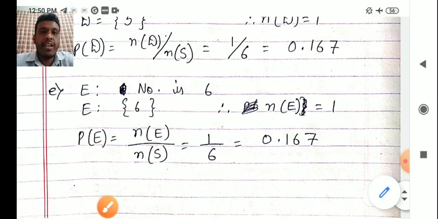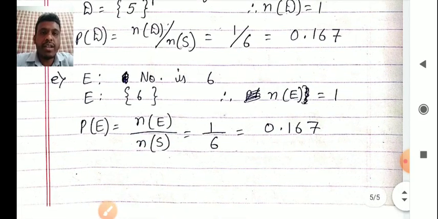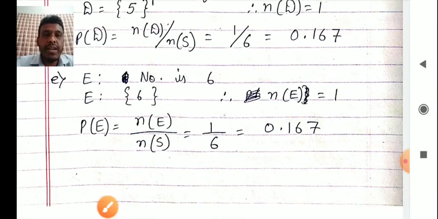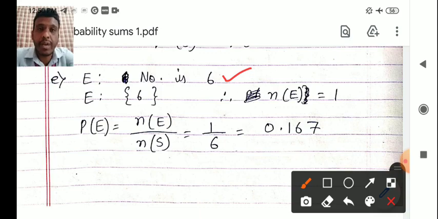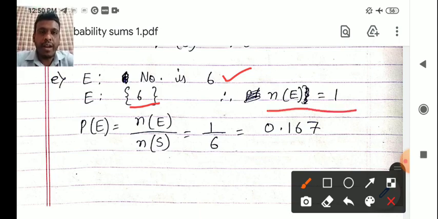And lastly, what they have given is the number that turns up is 6. So they have given the actual number here. Instead of saying it is an even number, an odd number, a prime number, a multiple of 5, they have given the actual number. So it is 6. So how many numbers are there in the sample space which are equal to 6? Only one number, that is exactly equal to 6. So write that number. n of E is equal to 1.